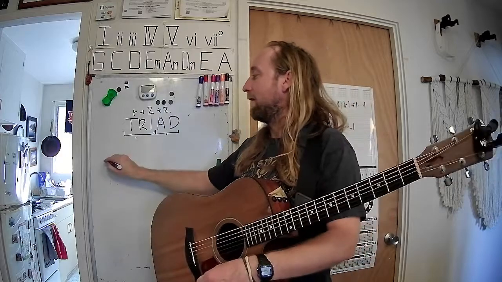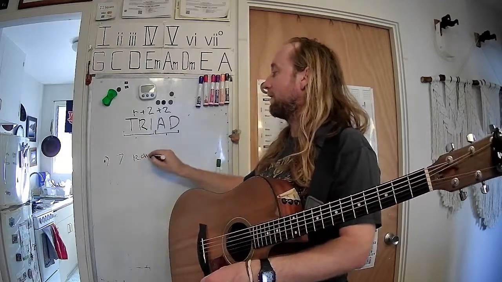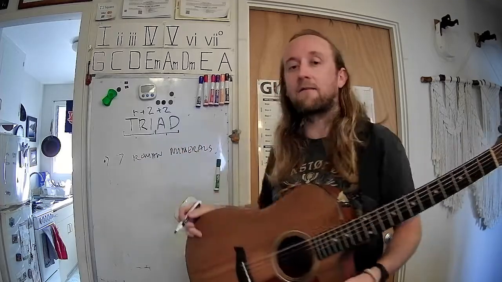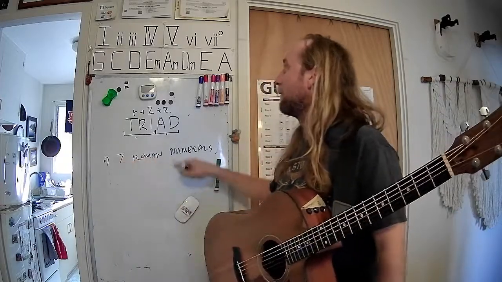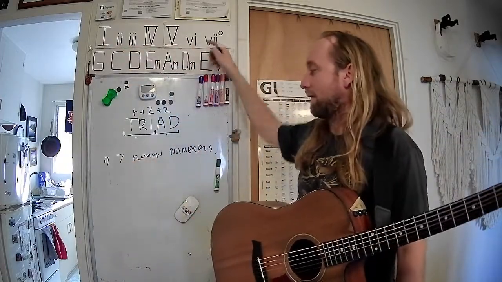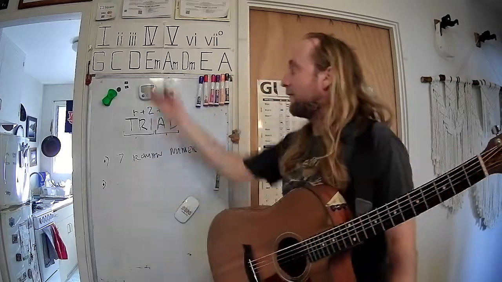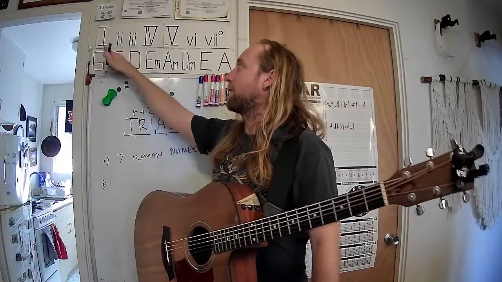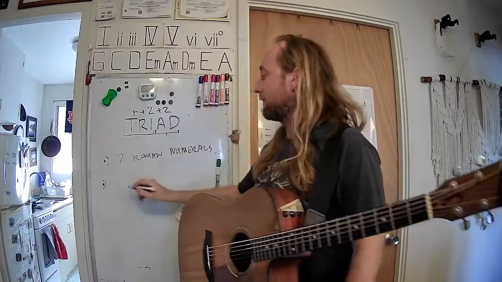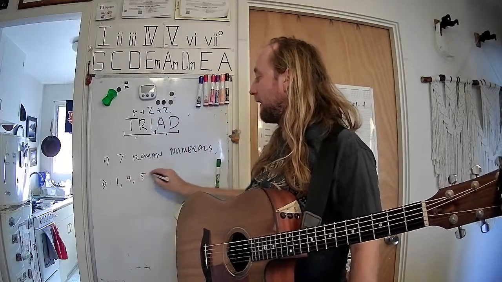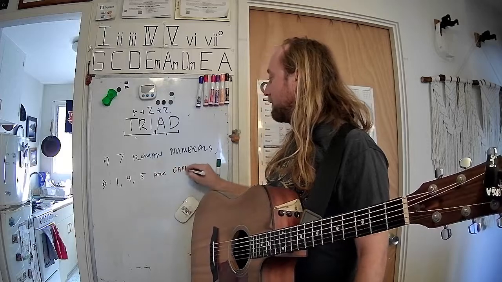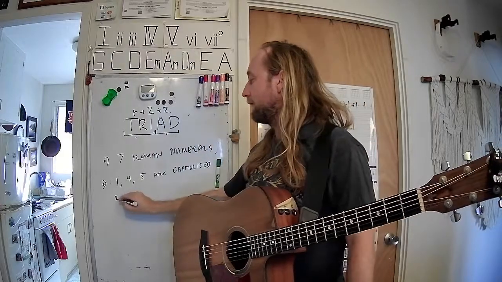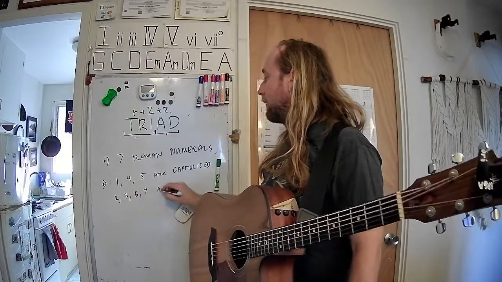So there are 7 Roman numerals. 1, 2, 3, 4, 5, 6, and 7. What else we got? If you take a look, they're not all capitalized in the same way. So if you bring your attention to the Roman numerals, you'll notice that 1, 4, and 5 are capitalized. And 2, 3, 6, and 7 are lowercase. That's important.